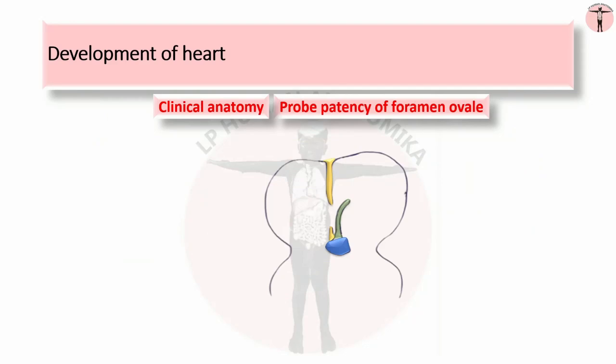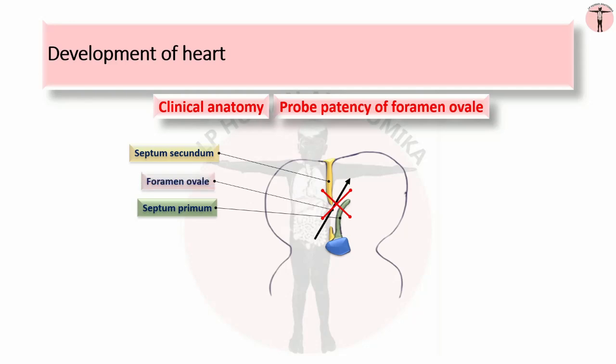Now, coming to the clinical aspect of the foramen ovale, probe patency of foramen ovale belongs to atrial septal defects. In about 25% of cases, fusion of septum primum and septum secundum is incomplete, and a narrow oblique cleft, the foramen ovale, remains between the two atria. This condition is called probe patency of the foramen ovale. In this condition, there is no intracardiac shunting of blood. This probe patency is usually of no clinical importance.